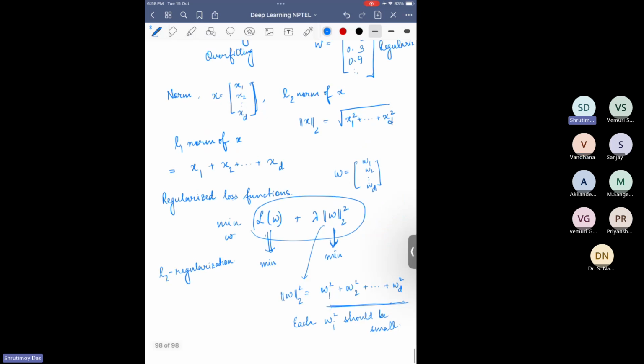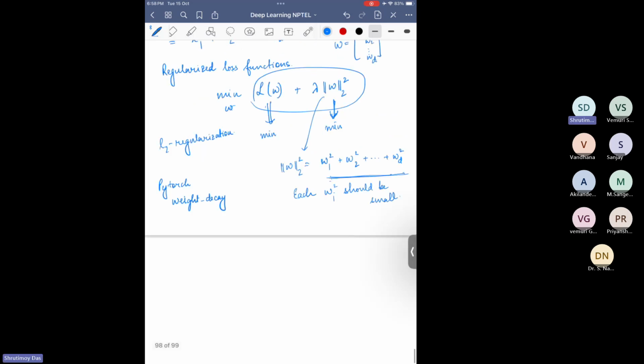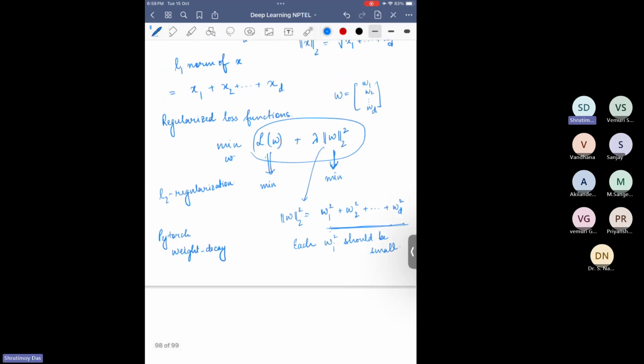In PyTorch, if you are creating a neural network, there is something called weight decay. Weight decay basically is the value of this lambda that you have. If this is large, this thing will have to be small, so this W1, W2 will be very small. If this is small, then these W1, W2s may be a bit large.